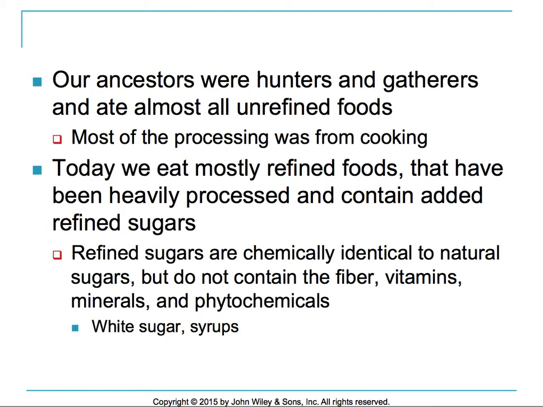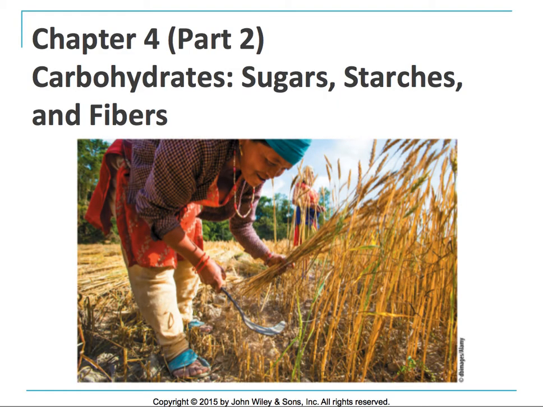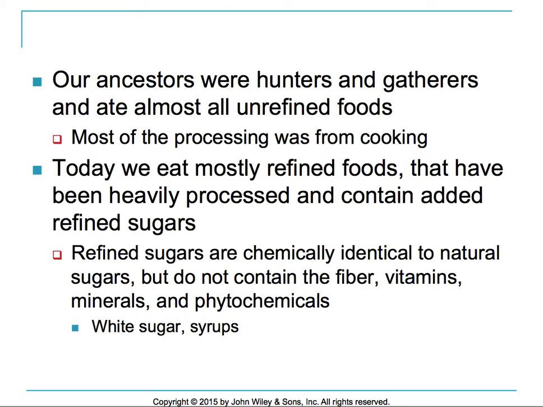So as you can see in the first photo, this woman is harvesting what looks like wheat. Our ancestors were hunters and gatherers and ate almost all unrefined foods. Most of the processing came from cooking. Today, we eat mostly refined foods that have been heavily processed and contain added refined sugars. Refined sugars are chemically identical to natural sugars but do not contain the fiber, vitamins, minerals, and phytochemicals of the original foods. Some examples of refined sugars are white table sugar and syrups.